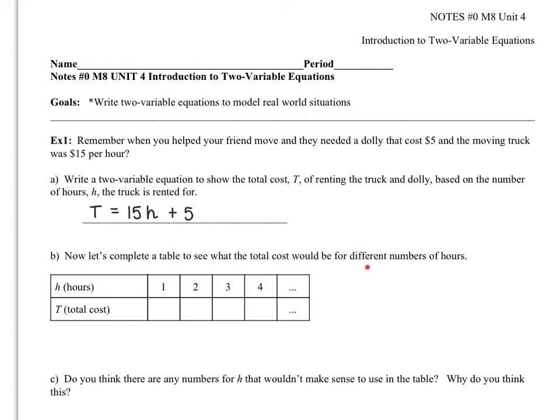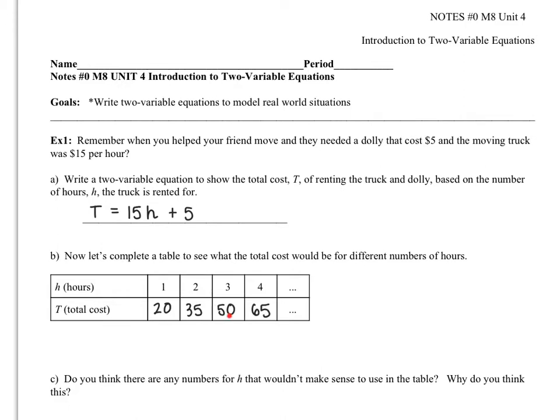Now let's complete the table to see what the cost would be for different numbers of hours. So for 1 hour, it would be 1 hour at $15 an hour, which would be 15, plus 5 for the dolly would be 20. For 2 hours, that would be 2 hours at $15 an hour would be $30, plus 5 for the dolly would be $35. Pause the video and press play when you're ready to check your total amounts of money for 3 hours and 4 hours.